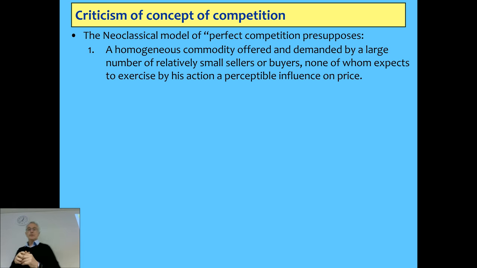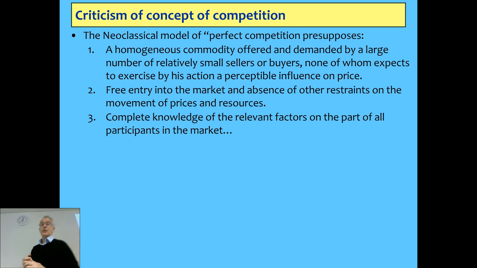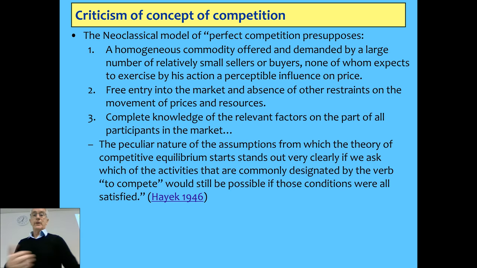Uniform, homogenous. And lots of people buying it, none of whom think they can influence the price. You need free entry, so a car manufacturer can start making phones one day and stop making phones the next. And you need complete knowledge, again, of all members in the market of how it operates. And he said that simply doesn't make any sense when you look at how competition actually occurs.